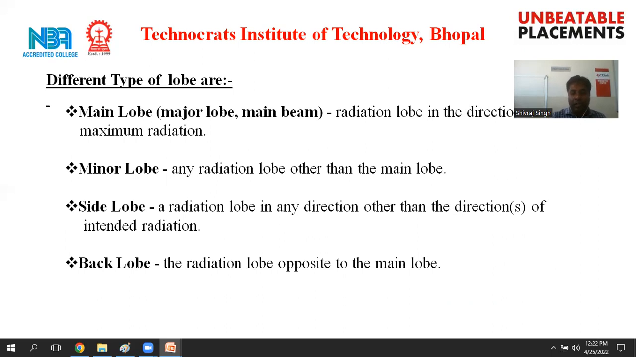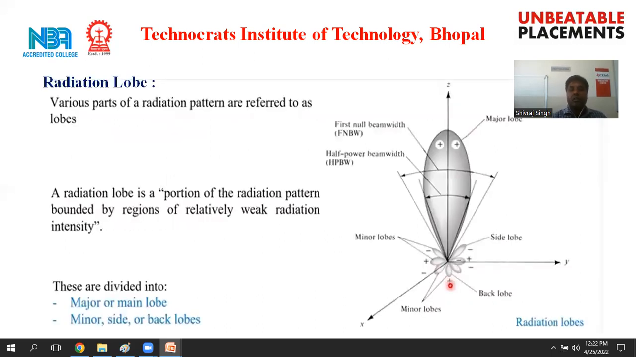In the previous diagram, in the desired direction, this lobe appears here. This lobe is called the major lobe. Opposite of this lobe is called the back lobe, and these are the side lobes or minor lobes.